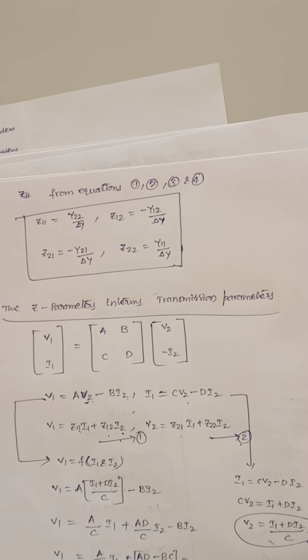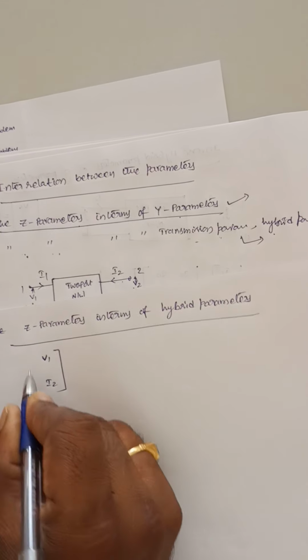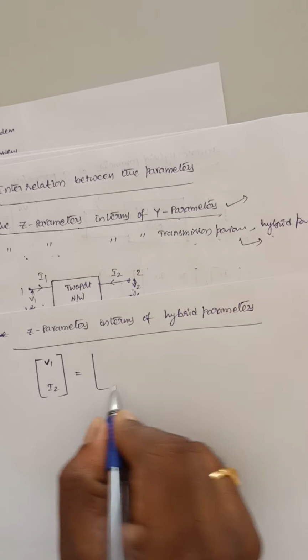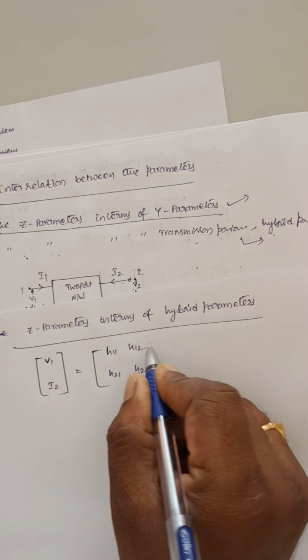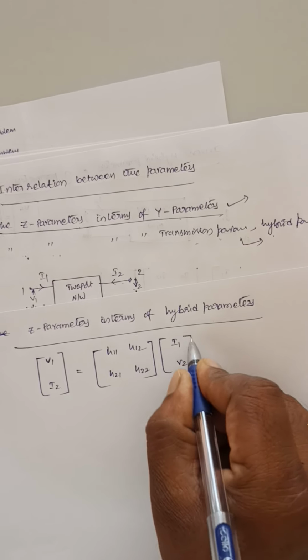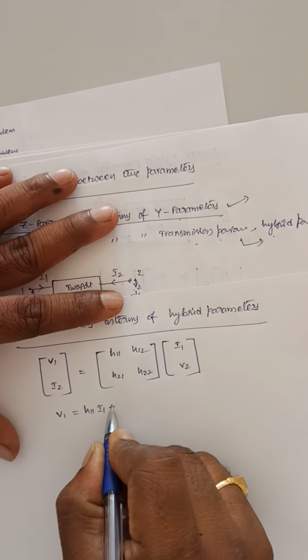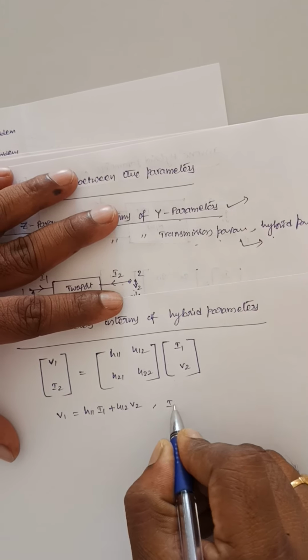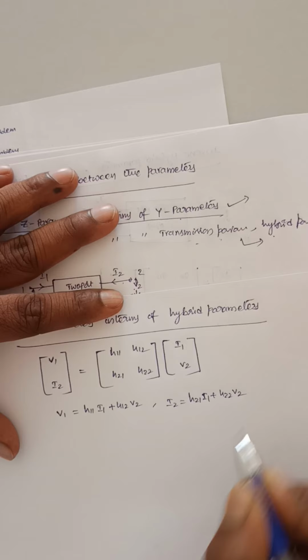Just now I derived this equation. Okay. So now you see, what are the hybrid parameters? Matrix V1, I2 is equal to hybrid parameters H11, H12, H21, H22 times I1, V2. Right? So V1 is equal to H11 into I1 plus H12 into V2. Next, I2 is equal to H21 into I1 plus H22 into V2. Right.